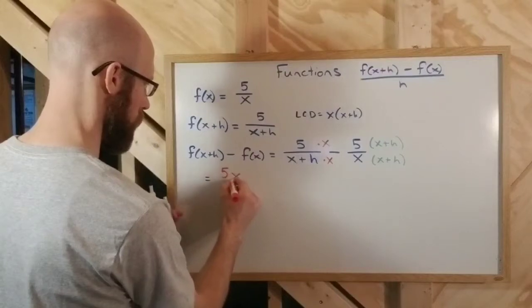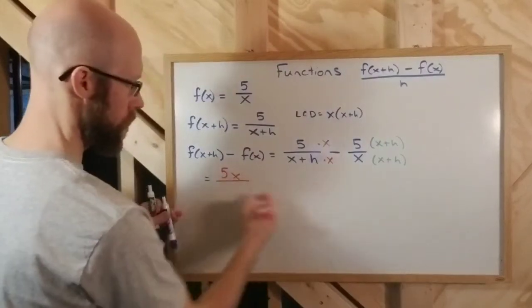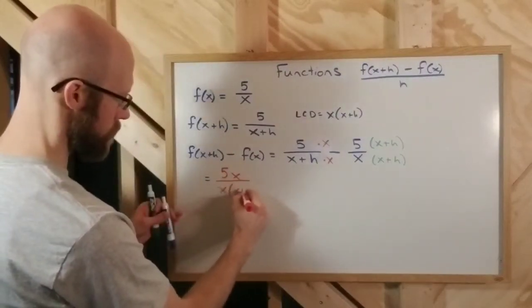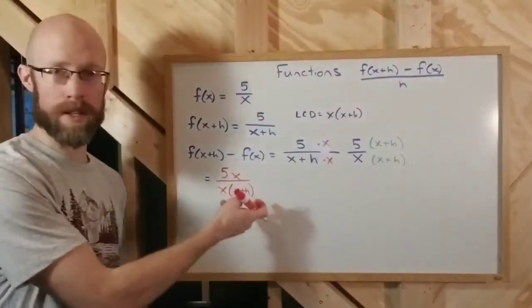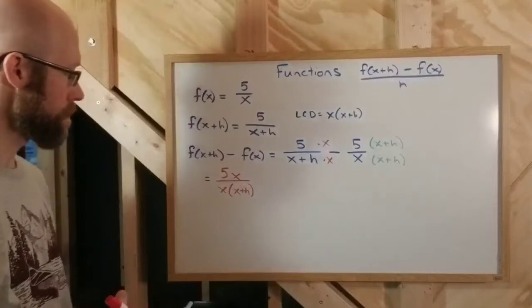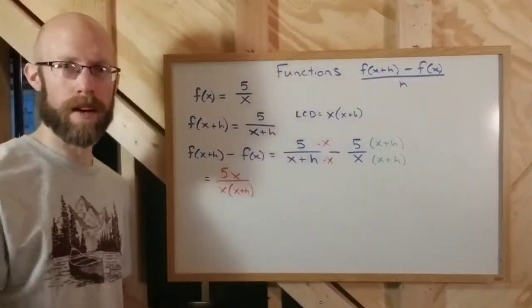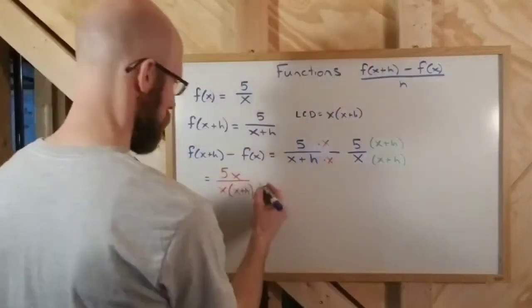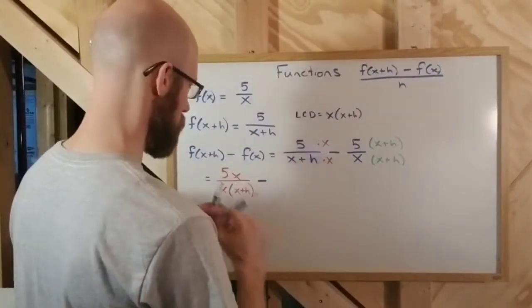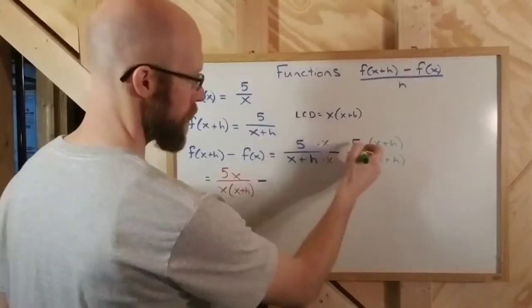Try to color coordinate a little bit here. 5x over the LCD, which is x times x plus h. Now I could distribute that and call that x squared plus xh. I'm going to hold off on doing that. I'll show you why in a moment. Then the second fraction becomes 5 times x plus h.